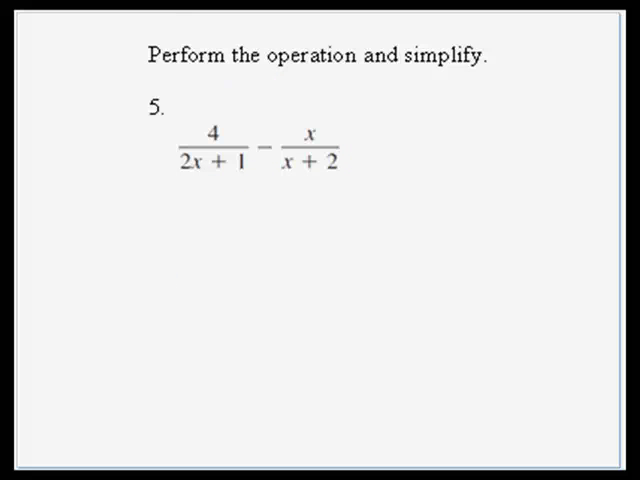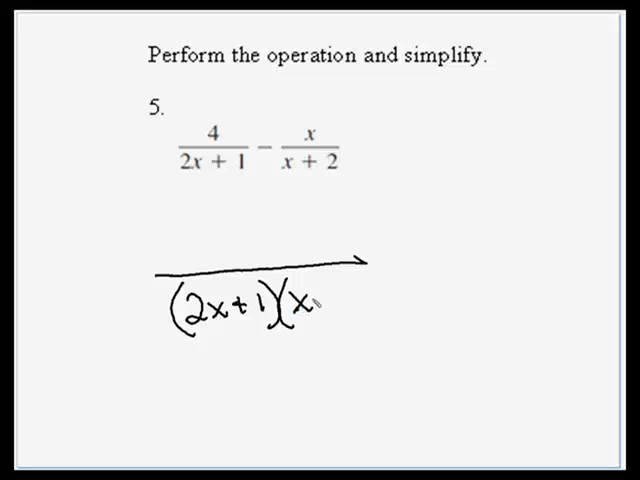On to the fractions, the fun stuff. Perform the operation and simplify. So we have a fraction minus a fraction. Remember, we cannot add or subtract without a common denominator. My common denominator is the 2 denominators that I have multiplied together. So I just take these, and I always parenthesize them off. I multiply them together for my common denominator, and I look at my numerator now.